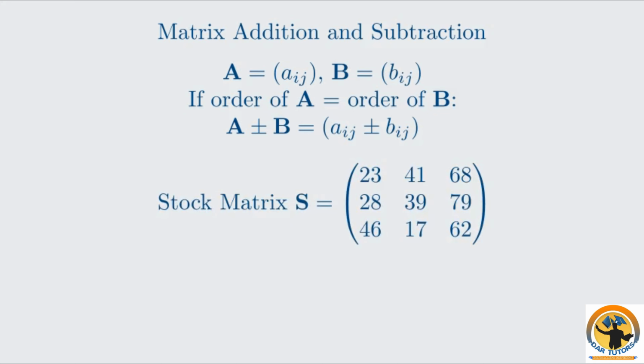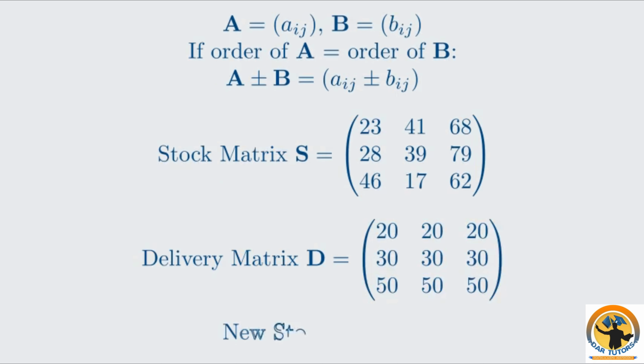Now Thao gets a new delivery. 20 dresses, 30 skirts, and 50 blouses for each of her 3 stores. We can represent this new delivery with another 3 by 3 matrix. Its order is the same as the stock matrix, so we can add them to find the new stock levels.